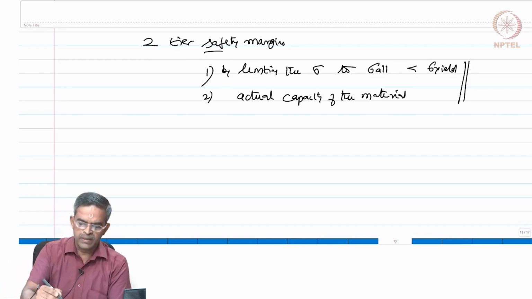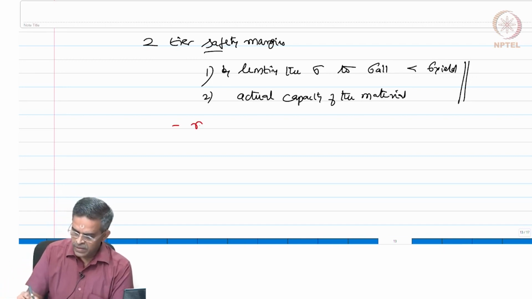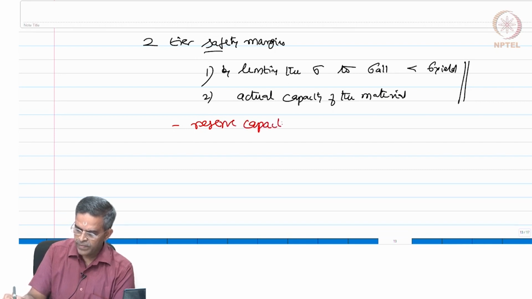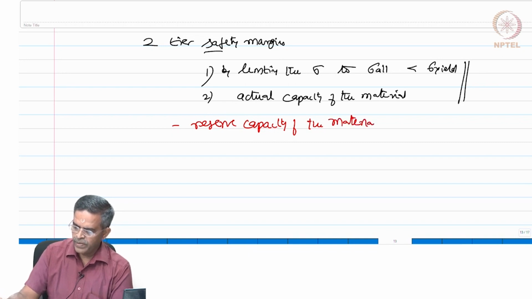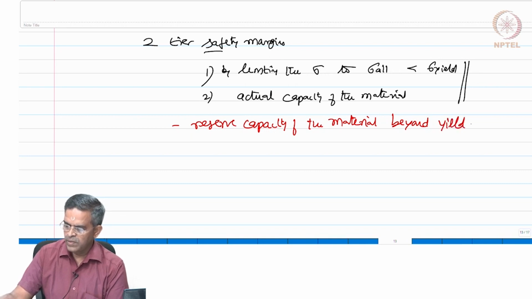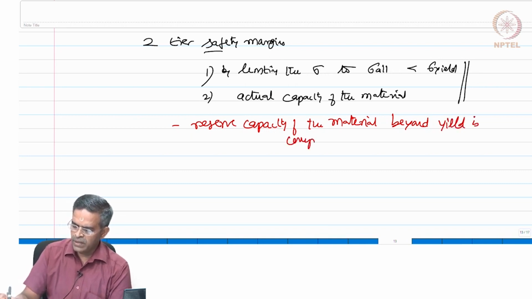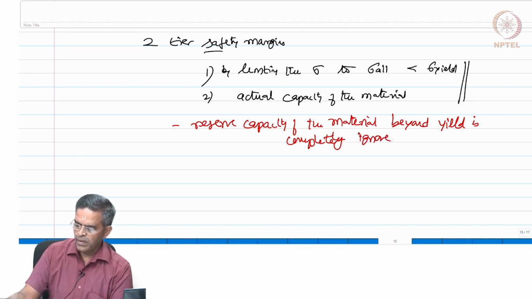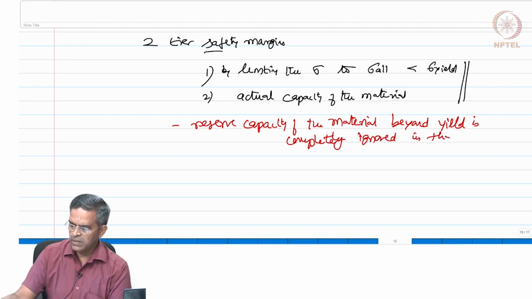Okay, let us put this mark here. The reserve capacity of the material beyond yield is completely ignored in this design procedure, correct.